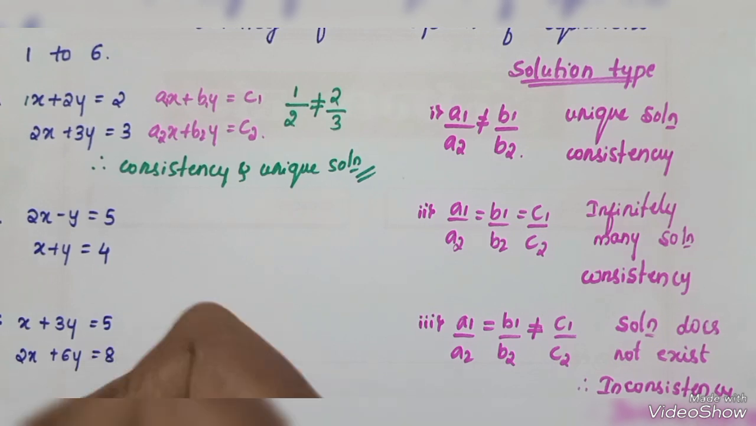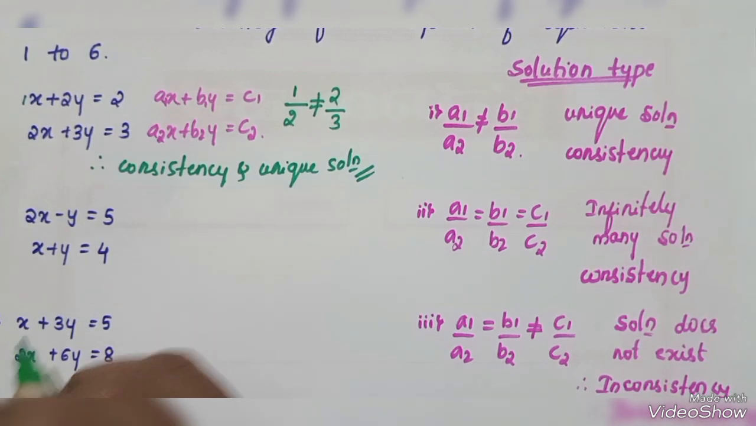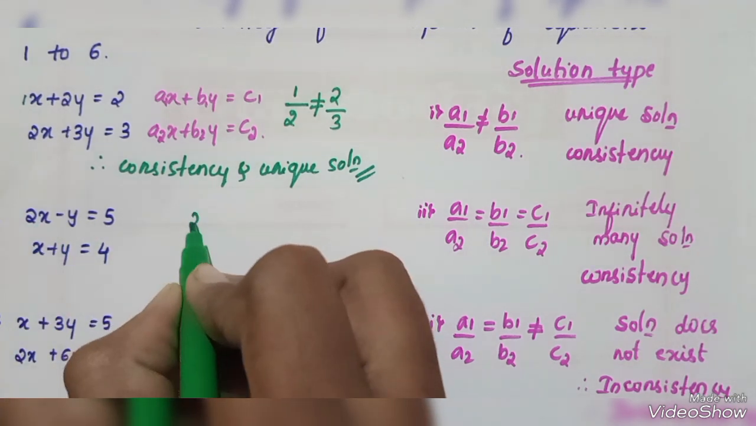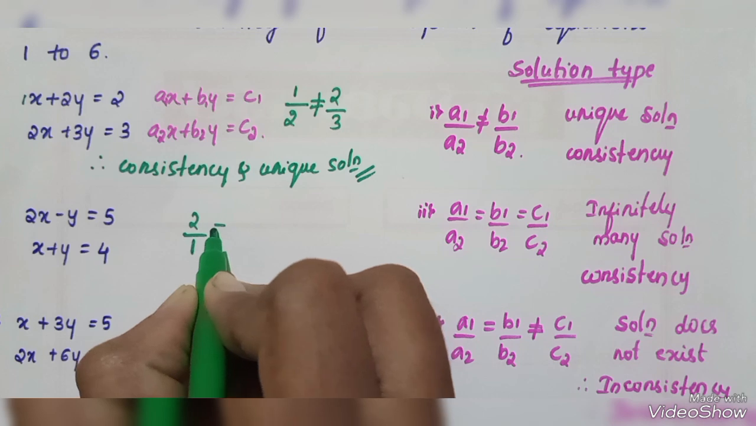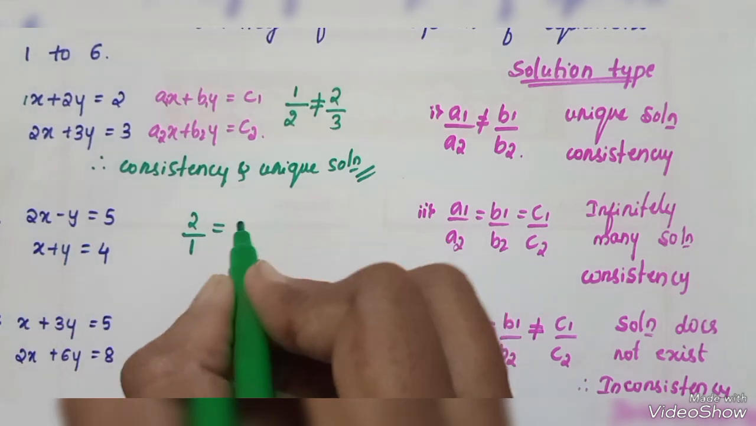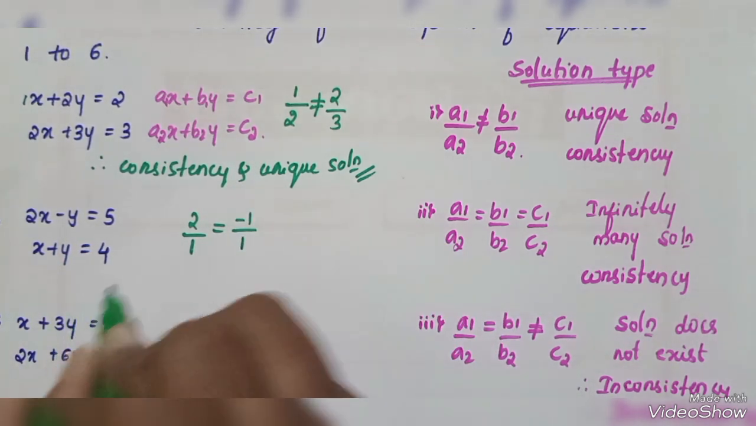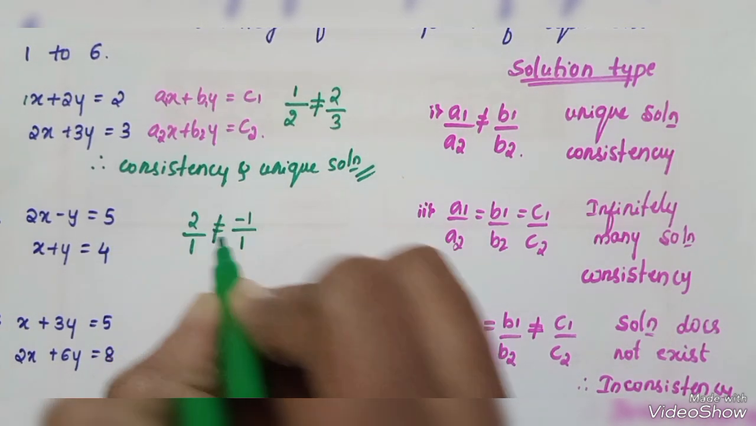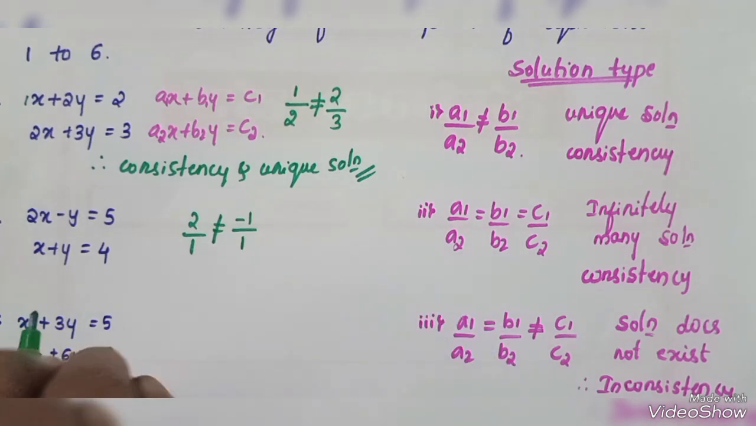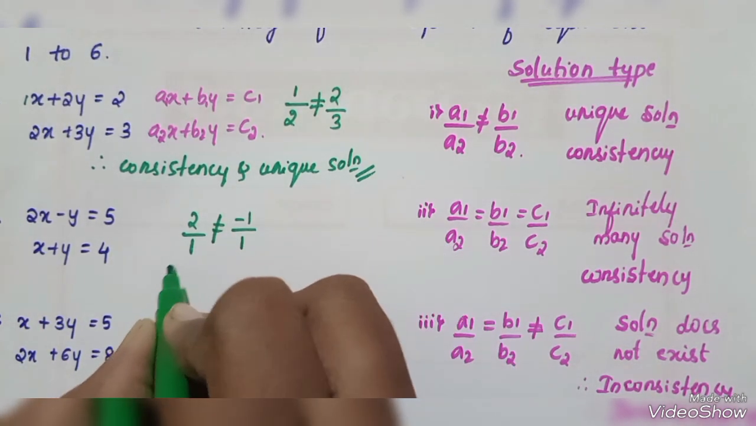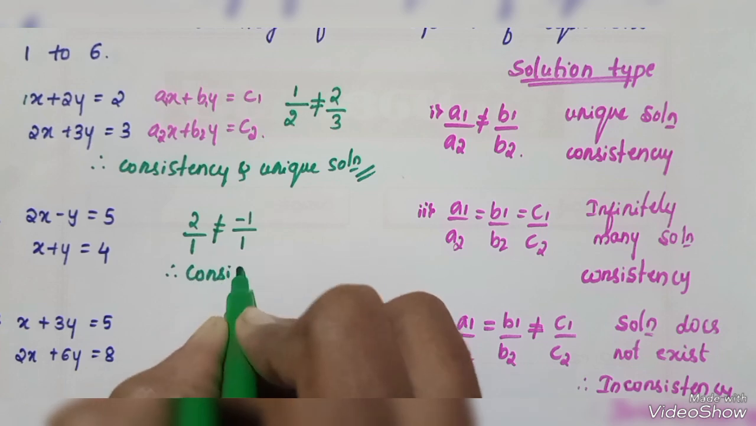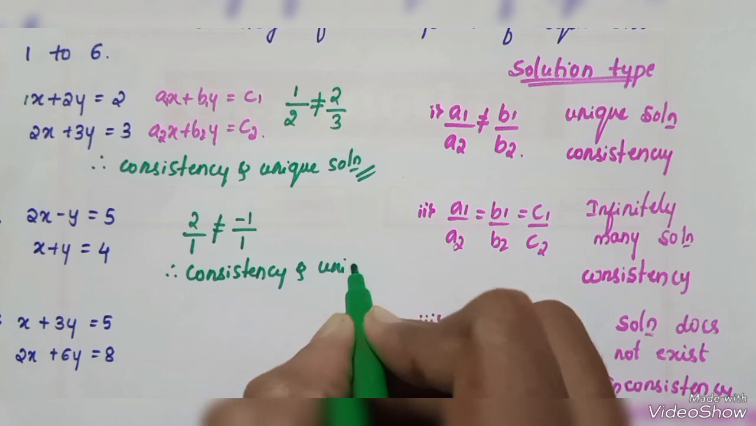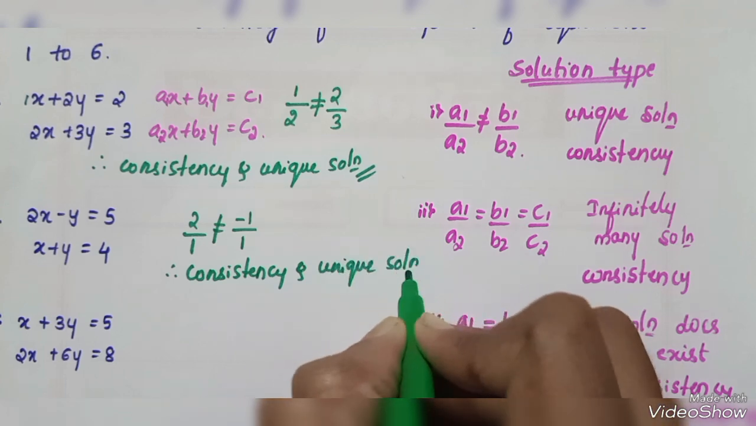Similarly, we check the second question. That is a1 divided by a2, which is 2 divided by 1, and b1 divided by b2, which is minus 1 divided by 1. So a1 divided by a2 is not equal to b1 by b2. Therefore this is also consistent with a unique solution.